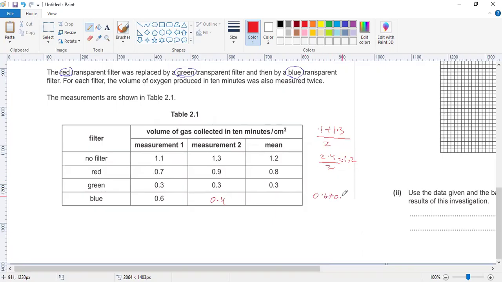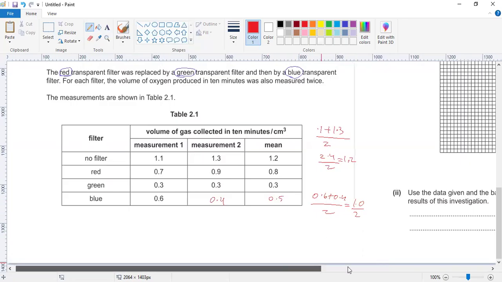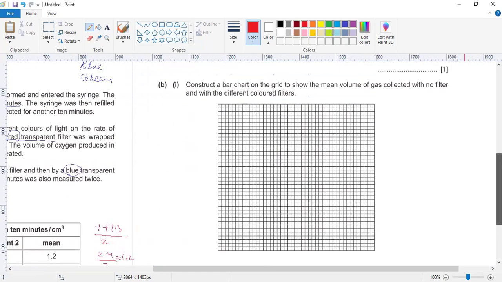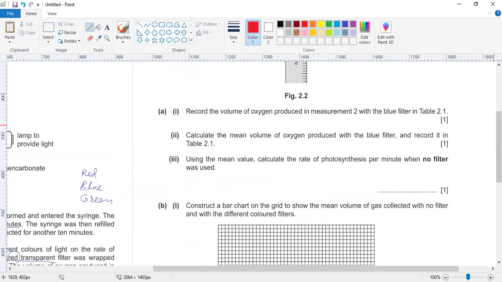So what should be the mean? 0.6 plus 0.4 divided by 2. So 0.6 plus 0.4 is 1.0. 1.0 divided by 2 is 0.5. So it would be 0.5. And now what to do? Record the volume of oxygen produced in measurement 2 that we have measured, and we have calculated the mean. So we have done both of these. If you have done, then if it is correct, then you will get the full marks.